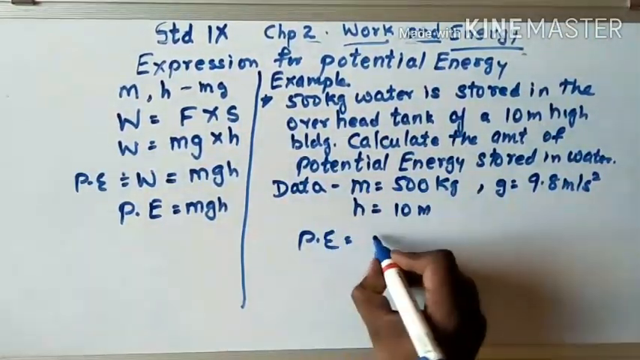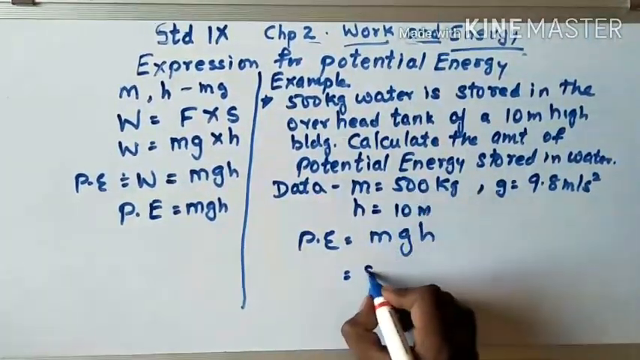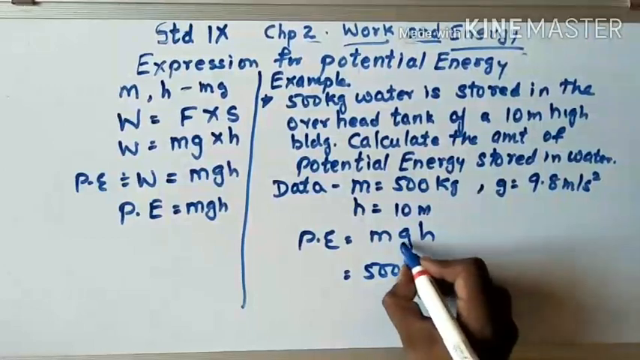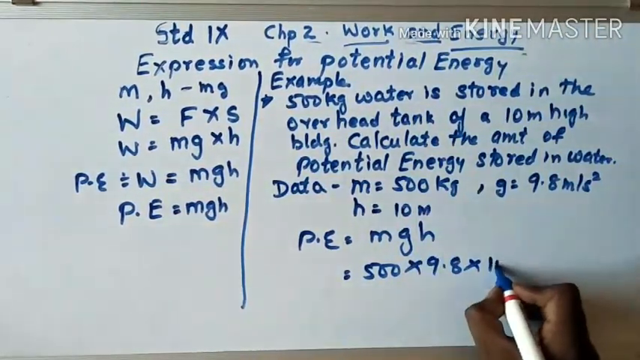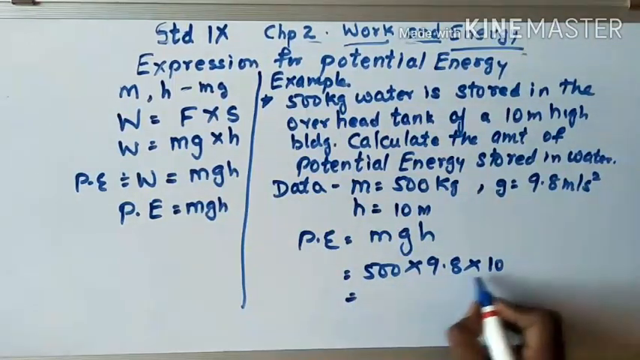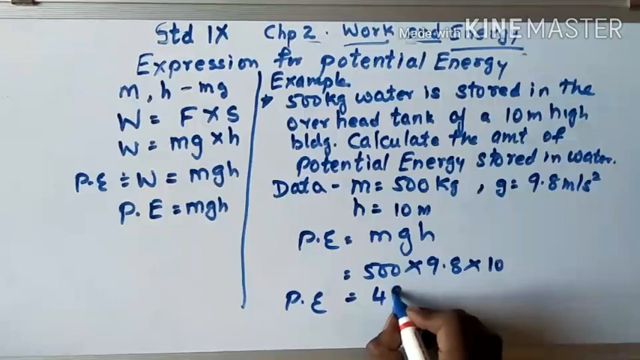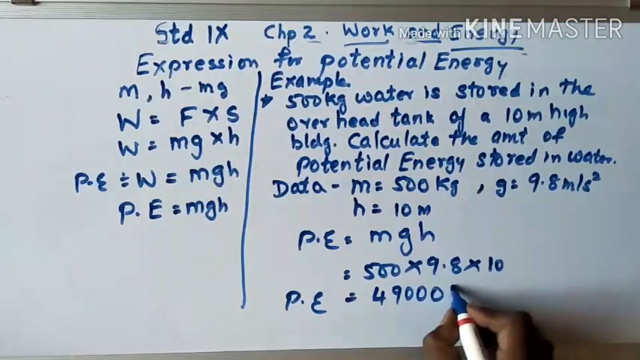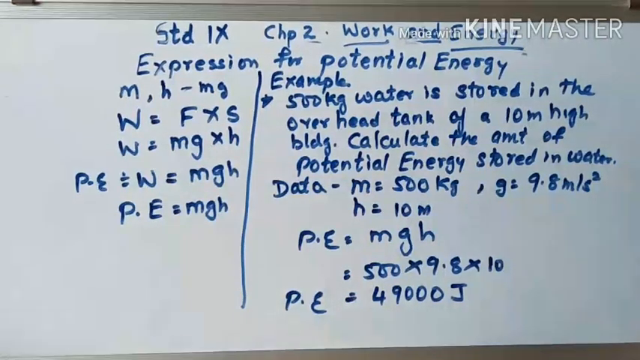So potential energy is equal to mgh. Mass, what is the mass? 500 into g, 9.8, into h, 10. After calculating this, you get the value for potential energy as 49,000 joule. In this way, you have to calculate the value for potential energy.